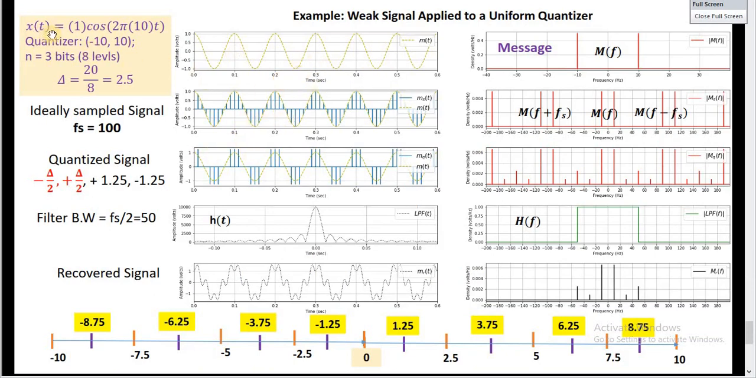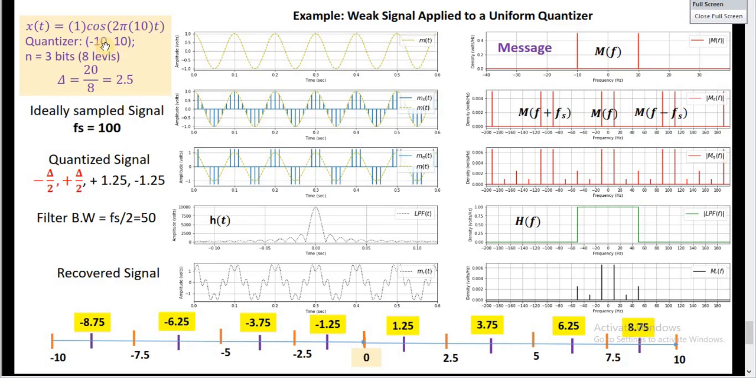Let x of t equal 1 cosine 2 pi 10 t, and let us use the same quantizer with the same dynamic range between minus 10 and 10, and the same number of quantization levels, n equal 3 bits or 8 levels. So we have essentially the same quantizer that we used in the previous example.